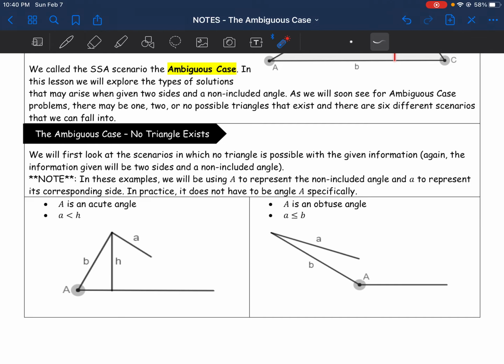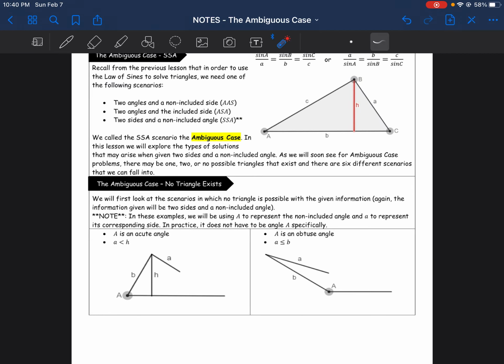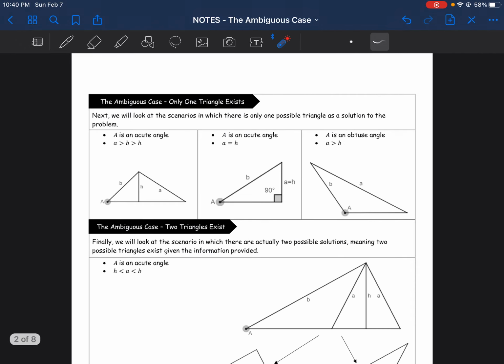Another example where no triangle exists is one where the angle given to us is an obtuse angle. So notice here, angle A is an obtuse angle, and if angle A is obtuse and the side across from angle A is smaller than or equal to the other side that's provided, which again we're calling b here, but it doesn't have to be b, if we fall into this scenario, then this is also an impossible triangle. And we'll see some examples of this later on.